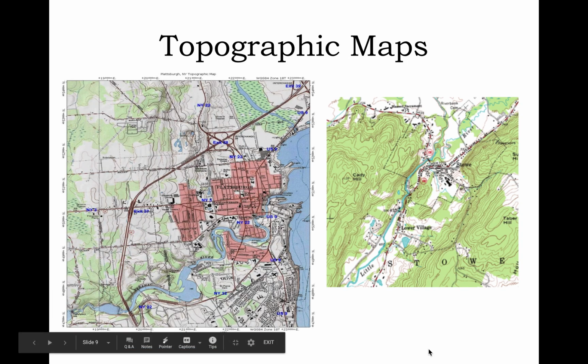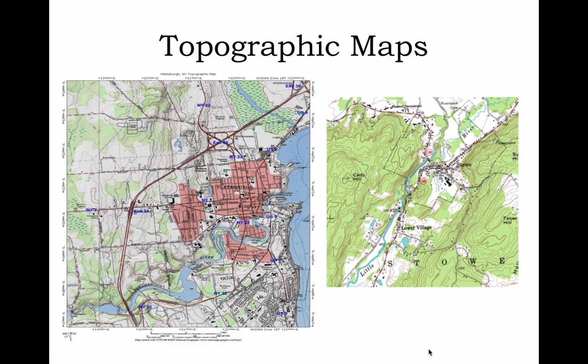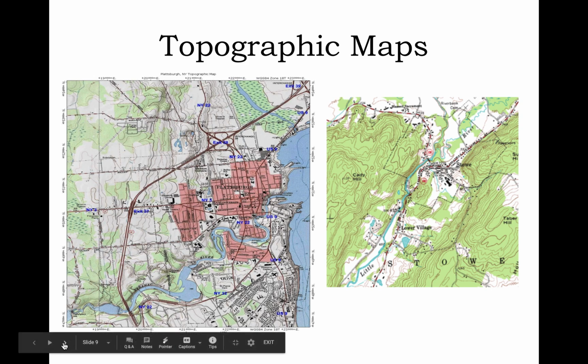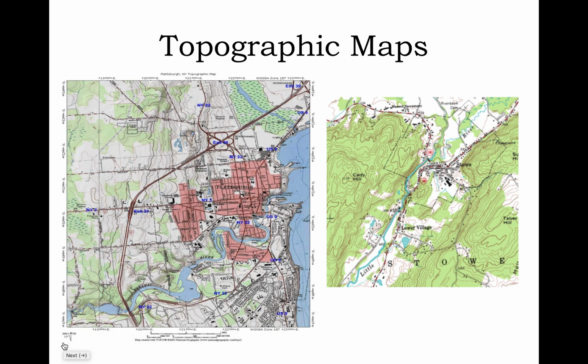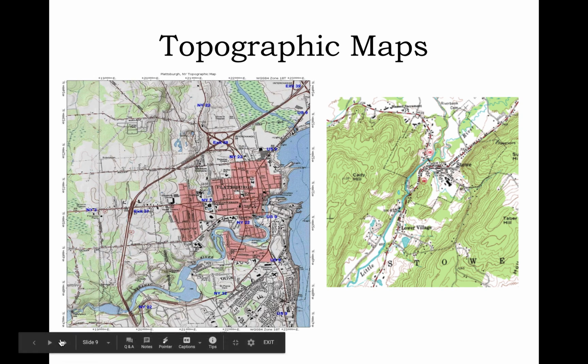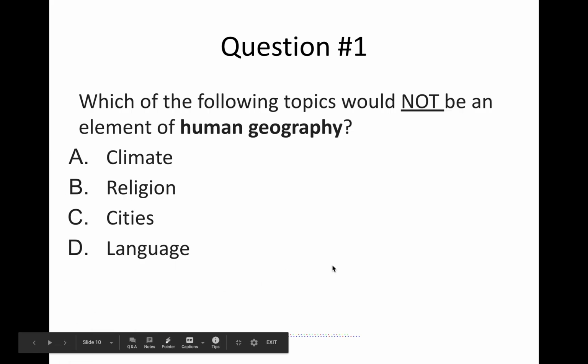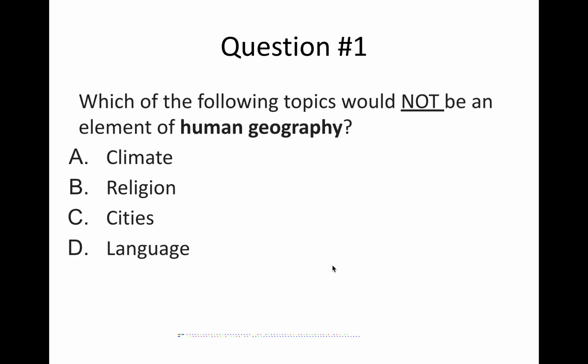Topographic maps, again, take a look at natural landscape. So those, again, can be rivers or mountains or escarpments, in other words, cliffs. Again, it's to explain the where and why of topographical areas. All right, think about this question.